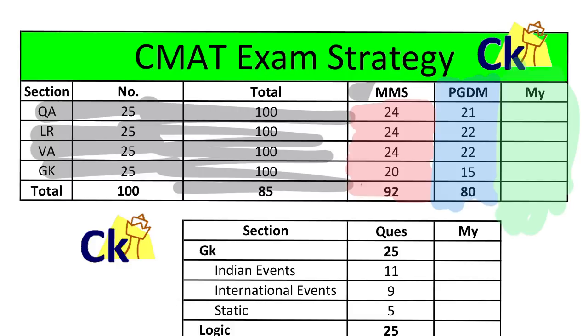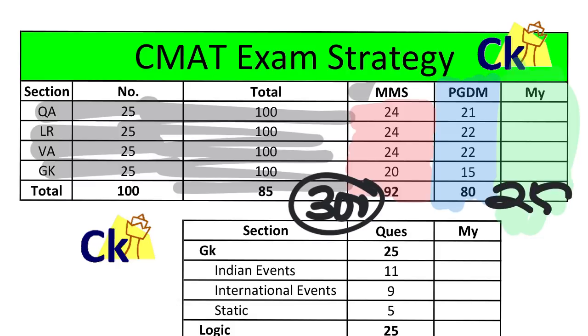If you want a number wise target, 300 is your target score if you are looking for JB, Sydenham, top colleges. And for PGDM, your target score is 250 plus. So 300 plus, 250 plus, these are the two target setting points of view. And GK is going to be the main section which you have to focus on.